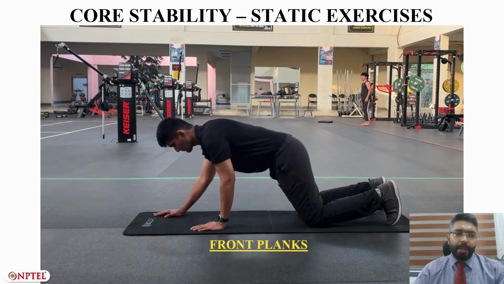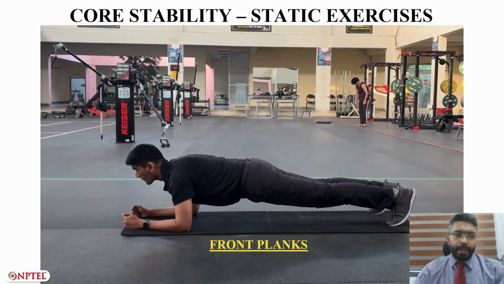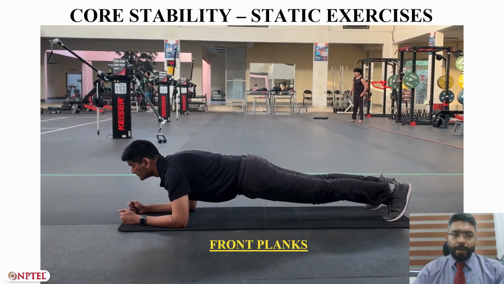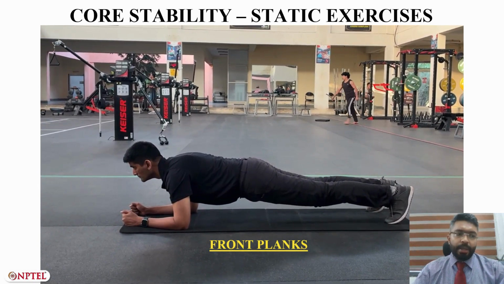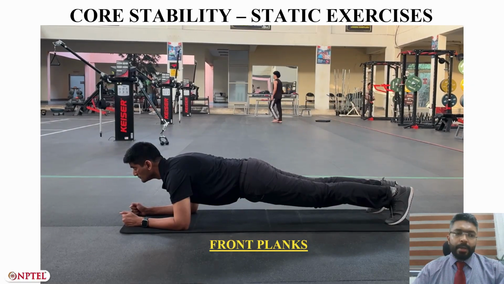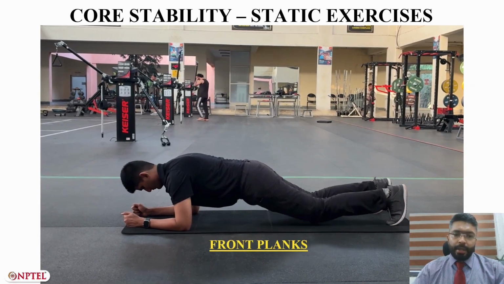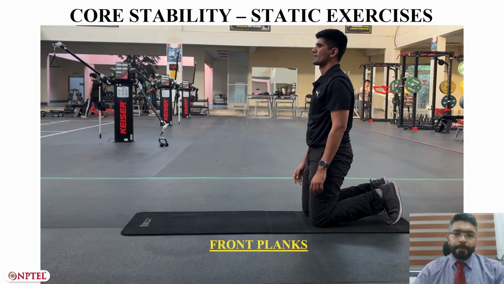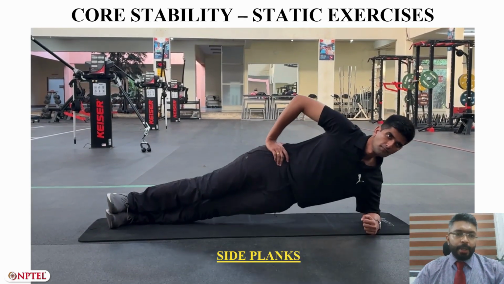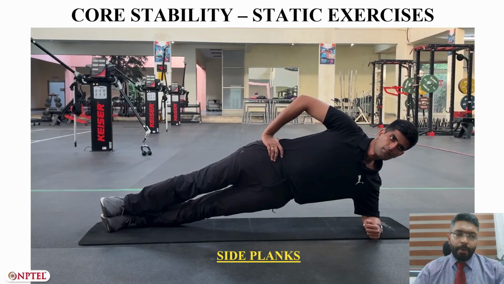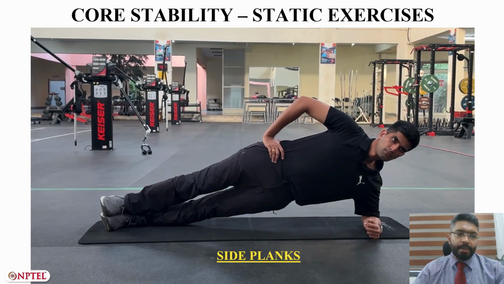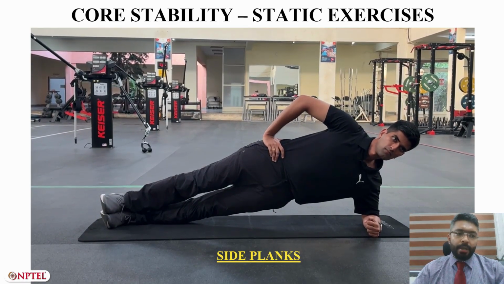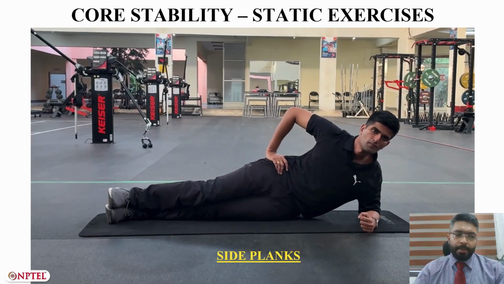The front plank. The body is held in a straight line, supported on forearms and toes, engaging the abdominals and back in a straight line. For beginners, knee planks can also be done. Now coming to side planks, by supporting the body on one forearm and side of the foot, target obliques and hip stabilizer muscles.